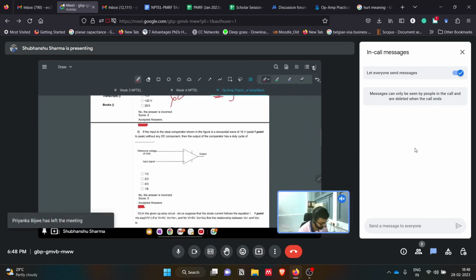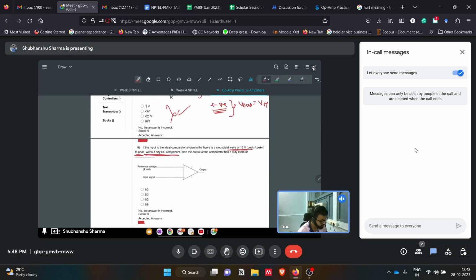Then, another question was there. Ninth question: if the input to the ideal comparator shown in the figure is a sinusoidal wave of 16 volts, they are saying peak to peak, so it's 16 volt peak to peak without any DC component, then the output of the comparator has a duty cycle of. So we have to calculate the duty cycle of this output of the op amp.